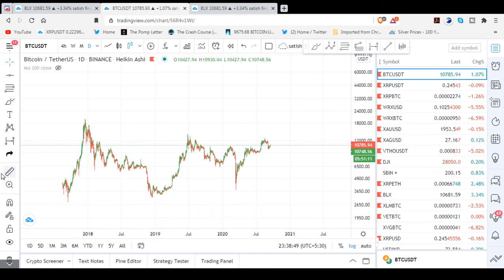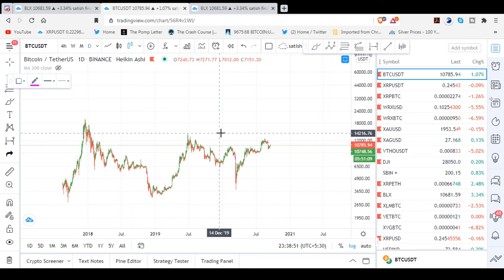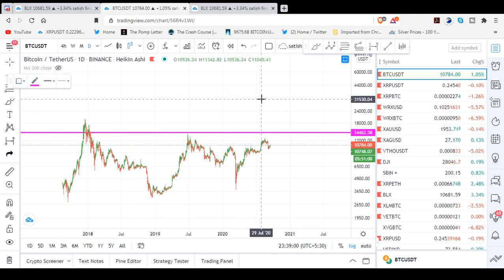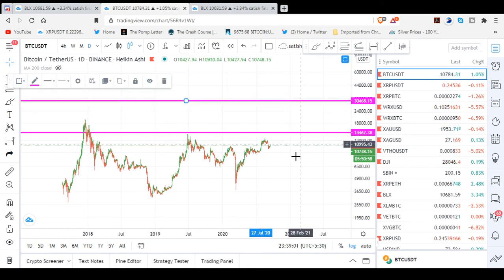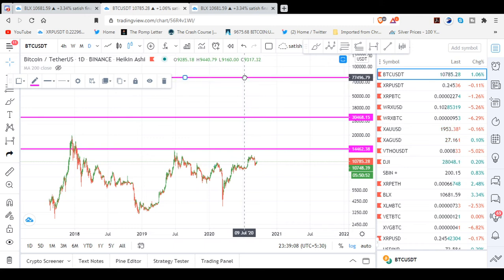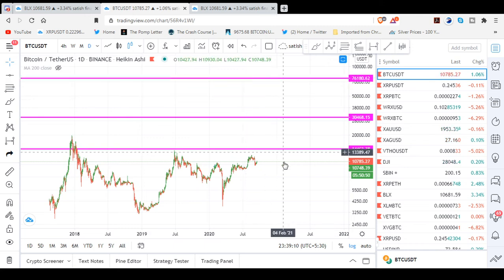So this is my overall scenario: my next targets will be $14,500, then 30,000 or 32,000, maybe around 70,000 or 75,000. These are my next few targets. I won't be selling anything in the near term. I will be overall bullish.